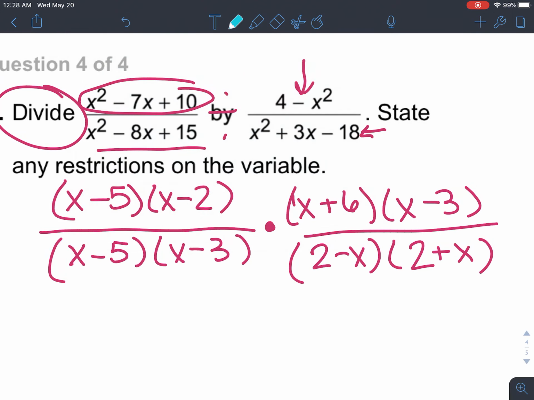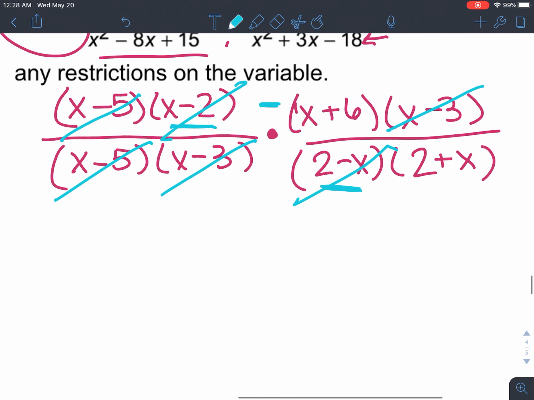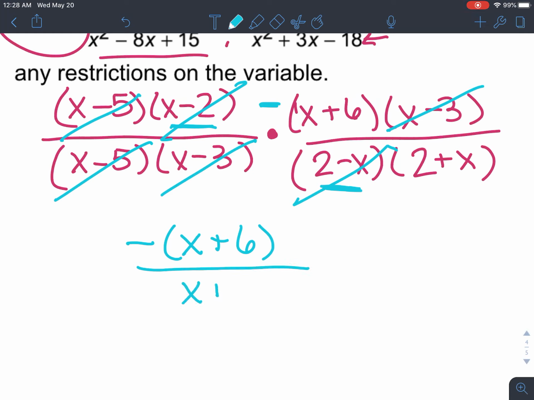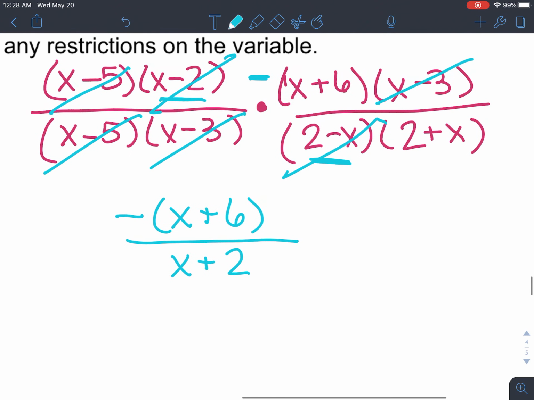All right, let's look for some canceling. I have these x minus 5's. I have these x minus 3's. And I have x minus 2 and 2 minus x, so I can cancel those if I put a minus somewhere. I tend to put the minus on the top. It doesn't actually matter, but I tend to put it on the top. So we have negative x plus 6 over 2 plus x, but I just think that looks weird, so I'm going to write x plus 2, although it doesn't really matter.